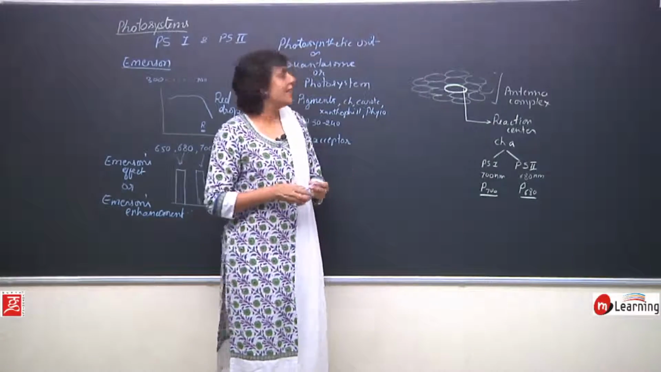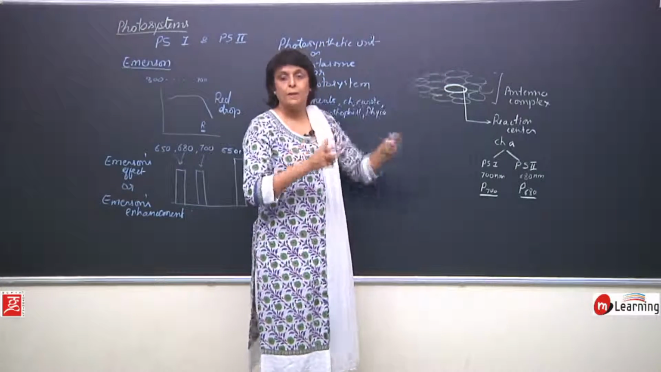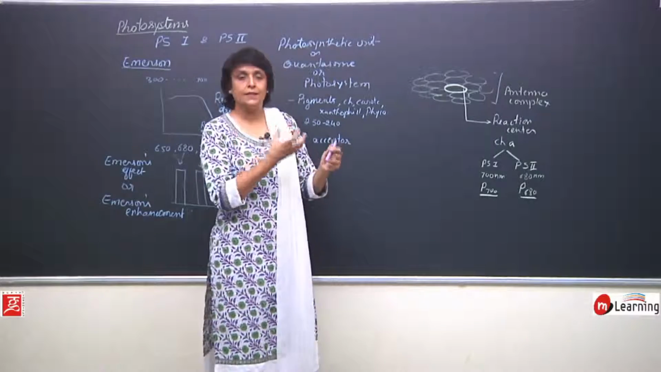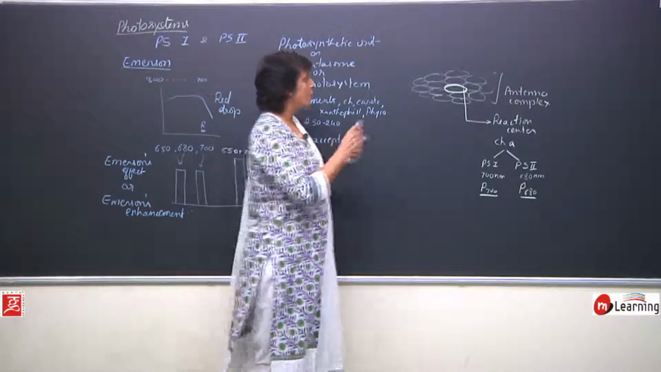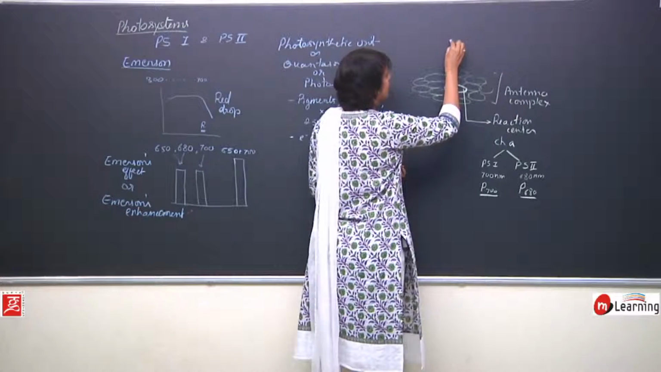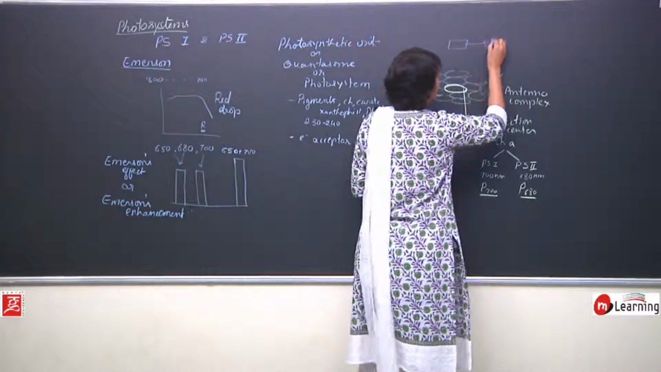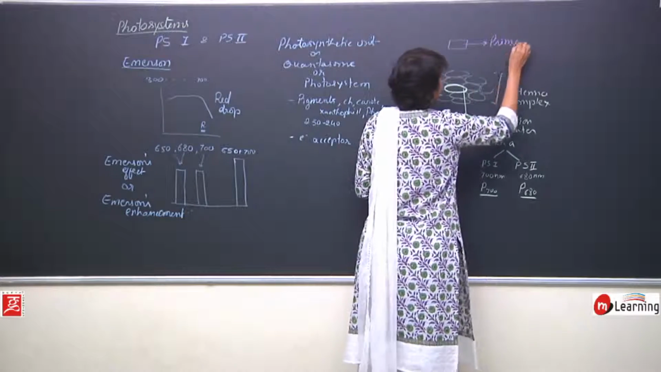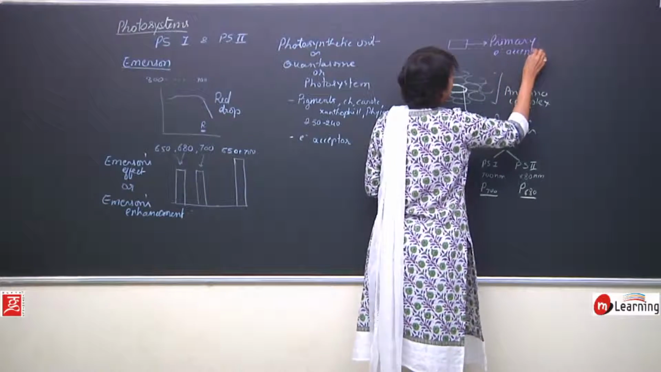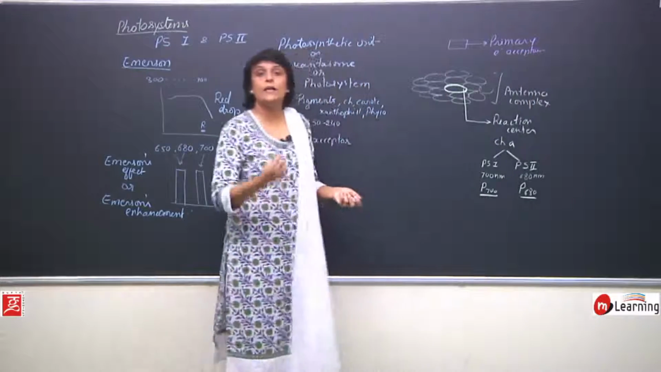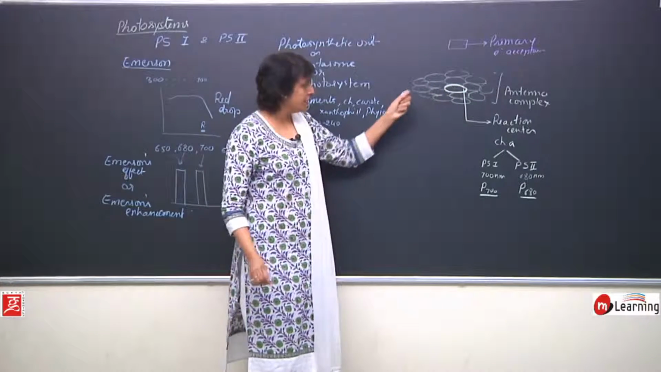For our understanding, we are drawing the electron acceptor slightly away from it, but it is a cluster in which there are pigments also and this electron acceptor also. Just to understand it, we are drawing it separately. This is the primary electron acceptor. It is going to accept the electrons. The electron is going to come from chlorophyll A. We will see that in a minute.